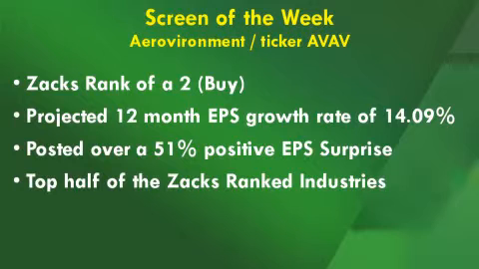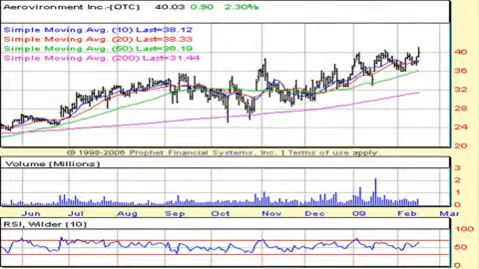Their projected 12-month EPS growth rate is over 14%. They posted a 51% positive EPS surprise their last time out, which is pretty impressive. And they actually are trading in the top half of the Zacks ranked industries. And as we have said before, time and time again, focusing on companies that are in the best industries can actually put the wind at your back, if you will. And if you look at this chart, you can see it looks pretty good. They are trading above their short-term, medium-term, and longer-term moving averages. Stock looks very good. Do you own the stock?